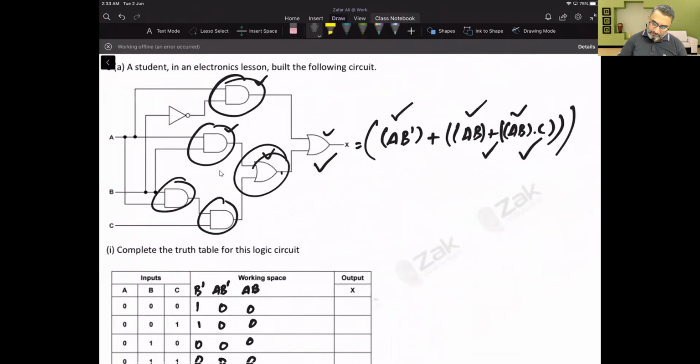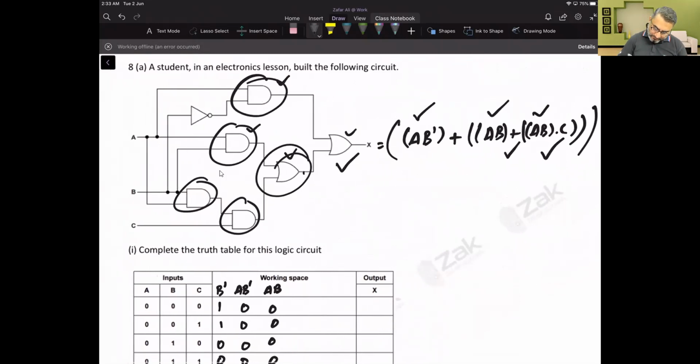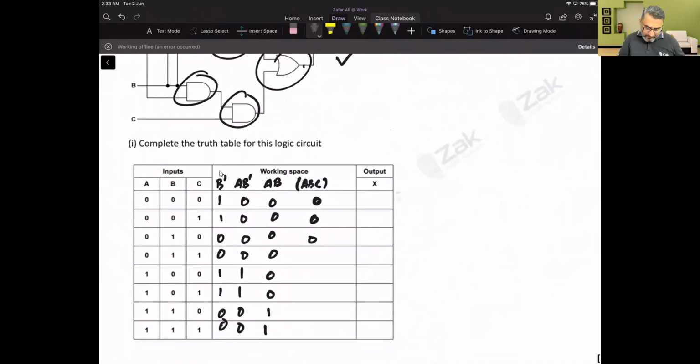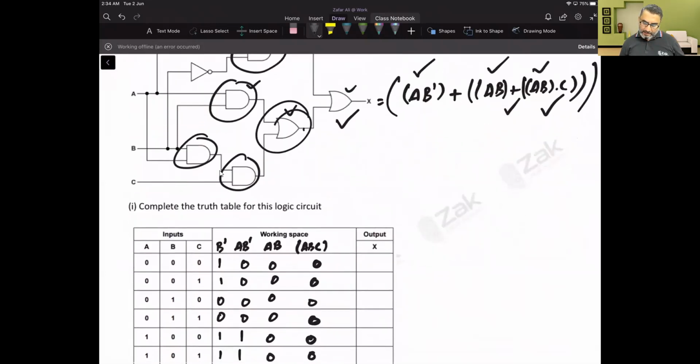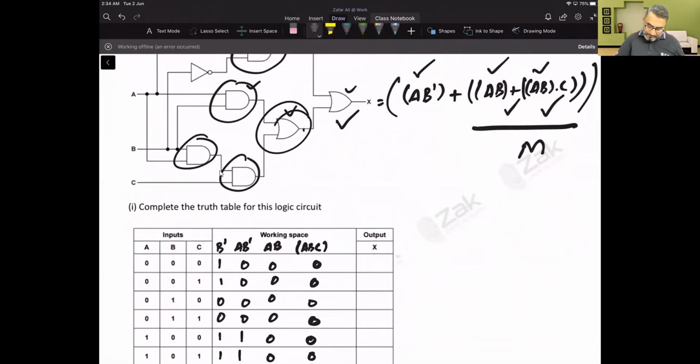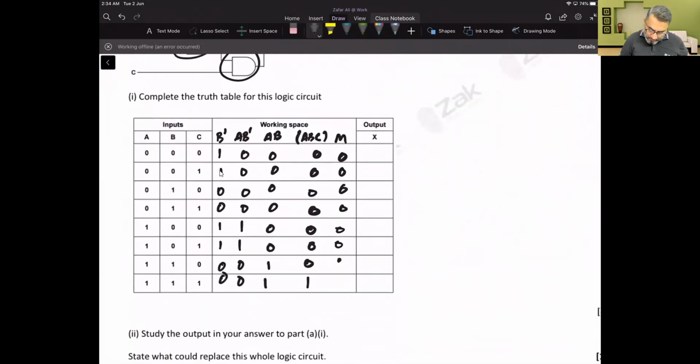Then we have what? A, B and C. So this would be 0 0 0 0 0 0 0 1. So the result is AB plus AB and C. This one, let's call it M. So M would be 0 0 0 0 0 0 1 1.